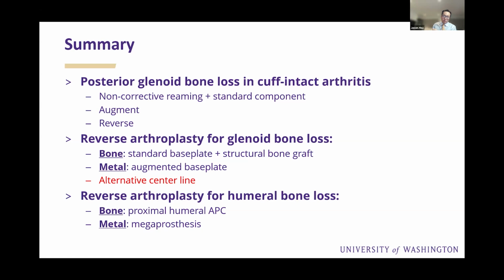I'm a big fan of the alternative center line to really get good fixation and compression of the base plate. And then for humeral bone loss, we're looking at either using a proximal humeral APC or megaprosthesis. The biggest thing here is that no matter what you choose, you just have to know what the pitfalls are and just learn the technique and follow these out long term.